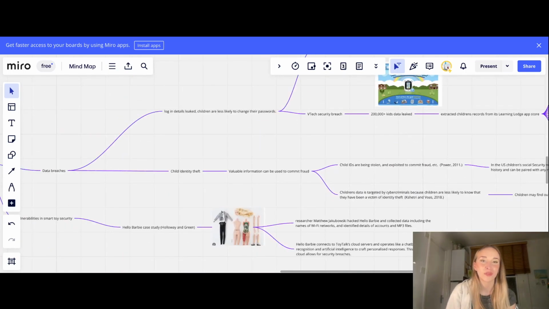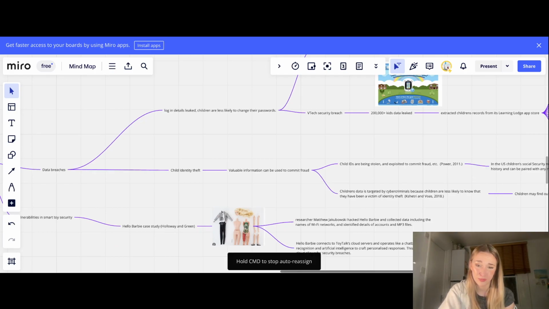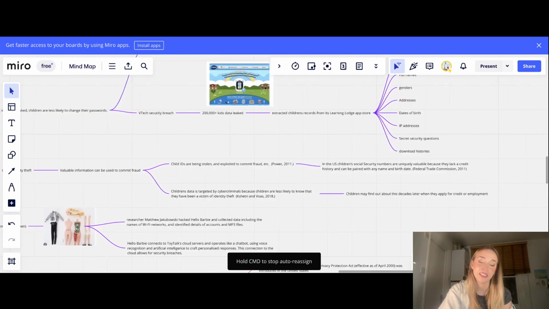What can hackers do now with this information? Unfortunately, there's a thing that is quite prevalent: child identity theft, where valuable information can be used to commit fraud. Child identities are being stolen and exploited to commit fraud, according to Power.